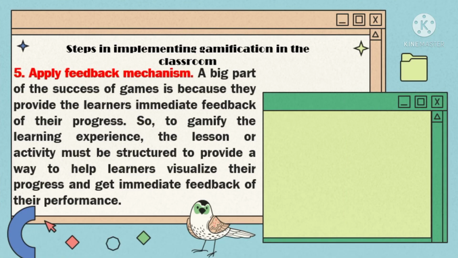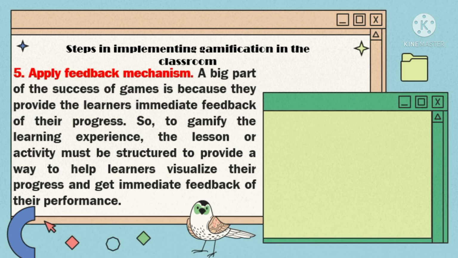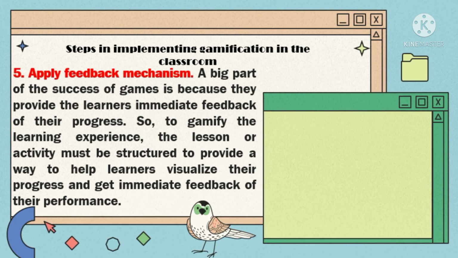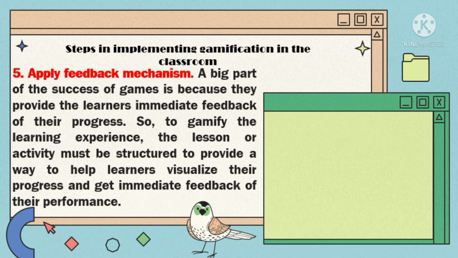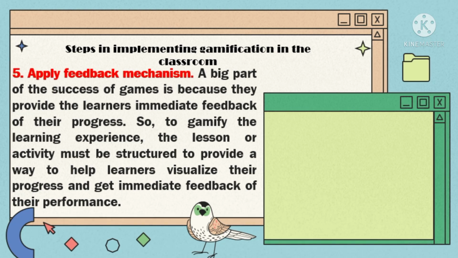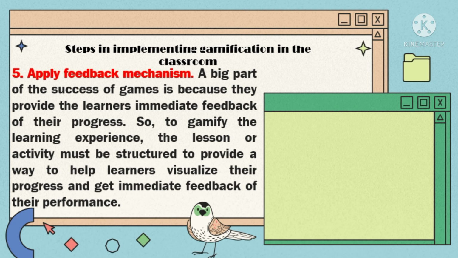Step 5. Apply feedback mechanism. A big part of the success of games is that they provide learners immediate feedback on their progress. We are all aware that giving feedback on our learners' performance is very significant. Also, gamification feedback is one way for the success of a game. Because through the feedback, we can identify the strengths and weaknesses of a certain game.